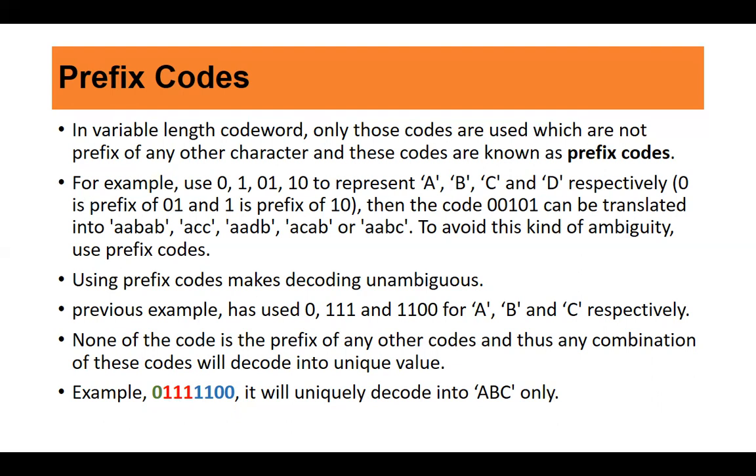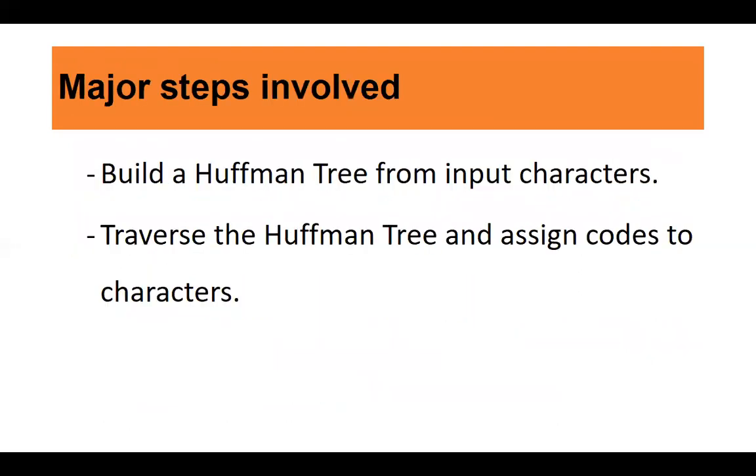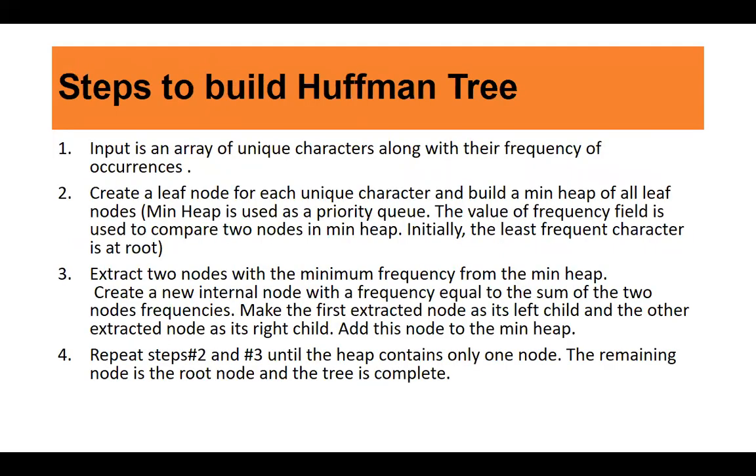Fine. So this is the concept used by Huffman code. Now, when you're designing a Huffman code, there are two major steps involved. The first step is to build a Huffman tree from the input characters. And the second is to traverse the Huffman tree and assign codes to characters. So let us first build a Huffman tree from the input. Now, what are the steps to build a Huffman tree? Input is an array of unique characters along with the frequency of occurrences. Remember, unique characters along with the frequency of occurrences. We'll be using a table here.